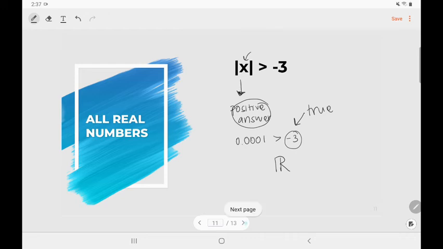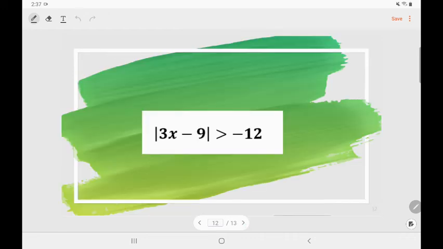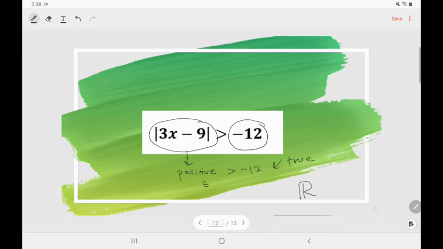So let's look at two more examples to make sure we have got the hang of determining the difference. So there's more things going on here, but I notice I have an absolute value is greater than a negative. So I'm going to ask myself, is that true? Absolute value is positive, is a positive. Pick any positive number. Is that greater than -12? Is 5 greater than -12? Yes, it is. So this is true. So all real numbers.